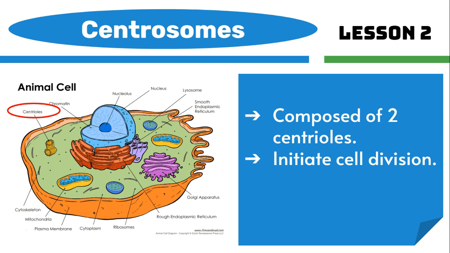So centrosomes are one of the organelles that are only found in animal cells. You can see here that it's composed of two centrioles. So two centrioles make up a centrosome. And a centriole contains microtubule filaments. These filaments compose a centriole, and then two of these centrioles compose a centrosome.